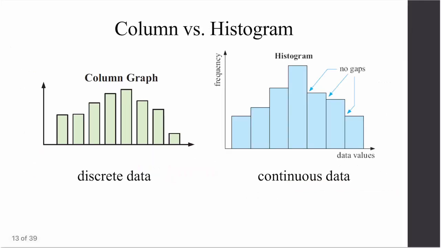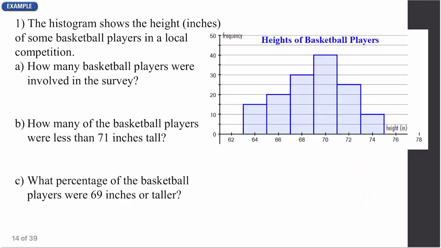So this is just a slide to show you the difference between a column graph where the columns are separated and a histogram where there are no gaps in your columns. Our first example: the histogram shows the heights in inches of some basketball players in a local competition. How many basketball players were involved in the survey? How many of the basketball players were less than 71 inches tall? And what percentage were 69 inches or taller? Pause the video here and answer these questions.